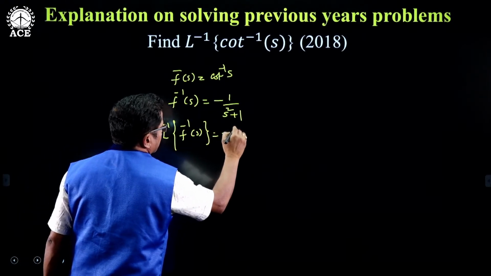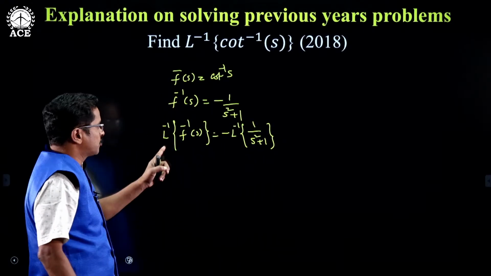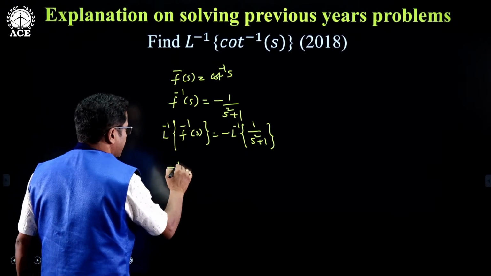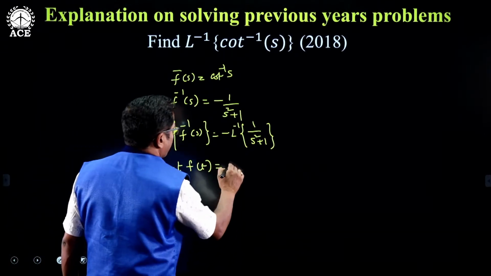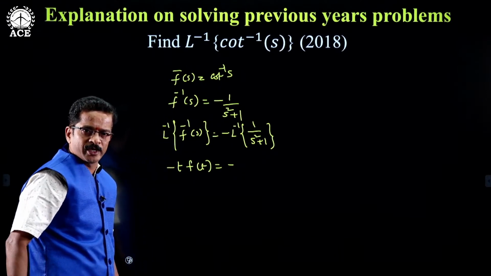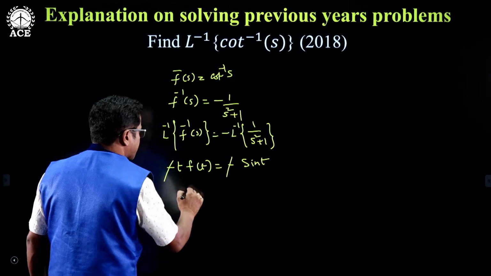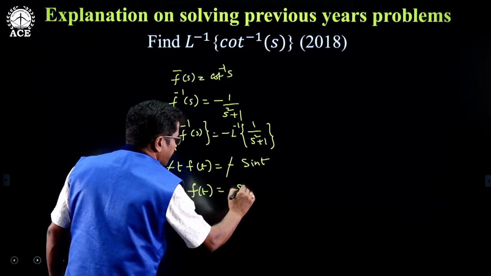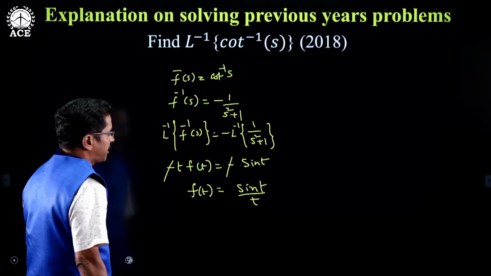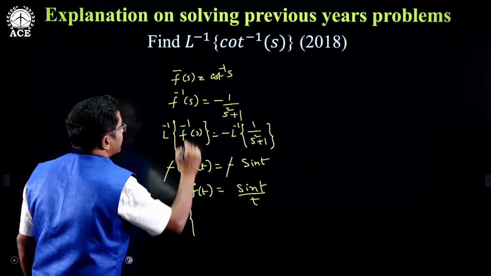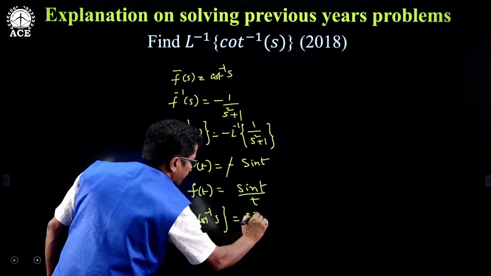Then minus L inverse of 1 by s square plus 1. L inverse of f bar dash of s is minus t into f of t. So minus t into f of t equals minus L inverse of 1 by s square plus 1, which is sin t. So minus minus gets cancelled on both sides. Then f of t equals sin t by t. F of t is L inverse of f bar of s, where f bar of s is cot inverse s, so it equals sin t by t.